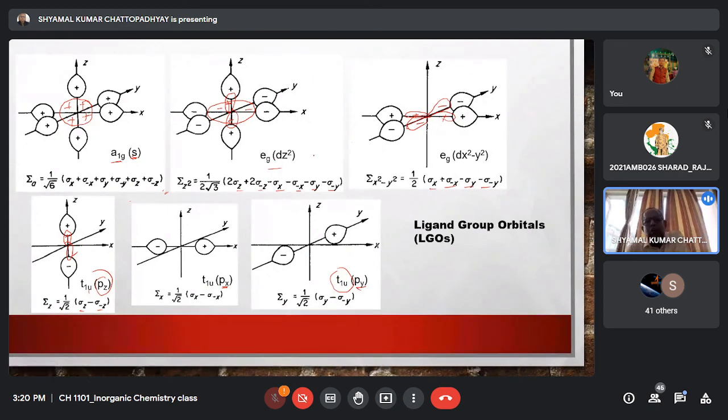We have 2 EG orbitals, which are dz square and dx square minus y square, and 1 s orbital, which in symmetry jargon is called the A1g orbital, which is the fully symmetric orbital. A means there is no degeneracy, single, and 1g means fully symmetric, right? It is gerade because with respect to inversion it doesn't change sign. So the 6 ligand group orbitals are A1g, which mixes with the s orbital, the 2 EG orbitals, which mix with dz square and dx square minus y square, and the 3 T1u orbitals, which mix with the pz, px, and py orbitals.